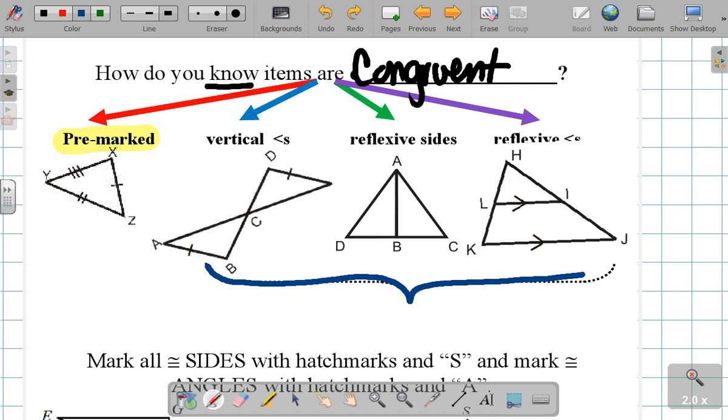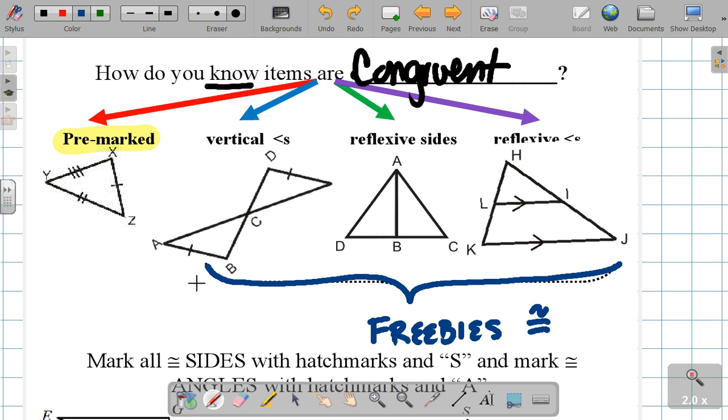And this entire class here is what I have titled freebies. These are things that are congruent, but never marked. Freebies are things that are congruent, but never marked. So when you find them, you need to mark them.